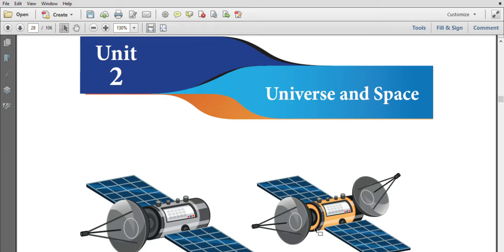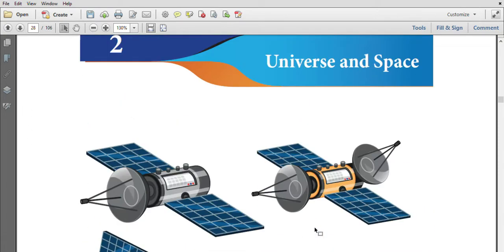Today we are going to see the lesson Universe and Space. What is universe? Anything present in the space is called the universe. It consists of galaxies, stars and planets. What is space? The vacuum present in the universe is called space.